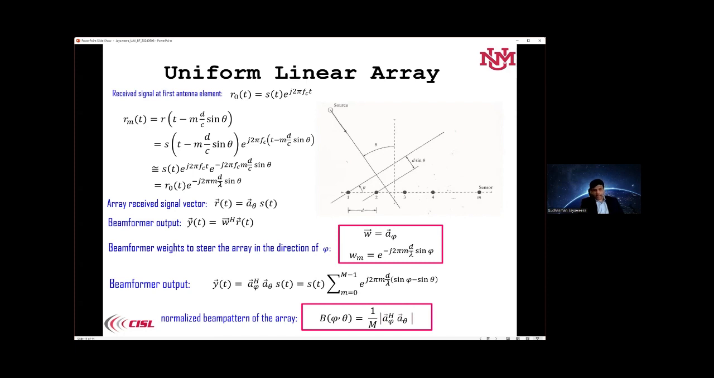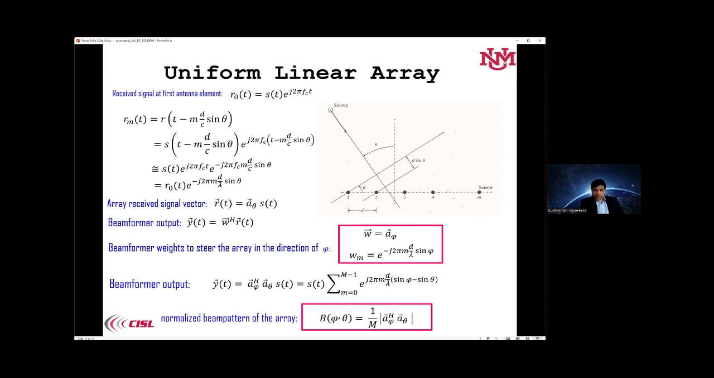So the beamformer is then formed by multiplying each of the element received signals by a weight factor, and the weights are written as the w's, and the weight vector is the w vector. So you essentially have w Hermitian r of t as the received signal, the linear combination of the antenna element received signals.